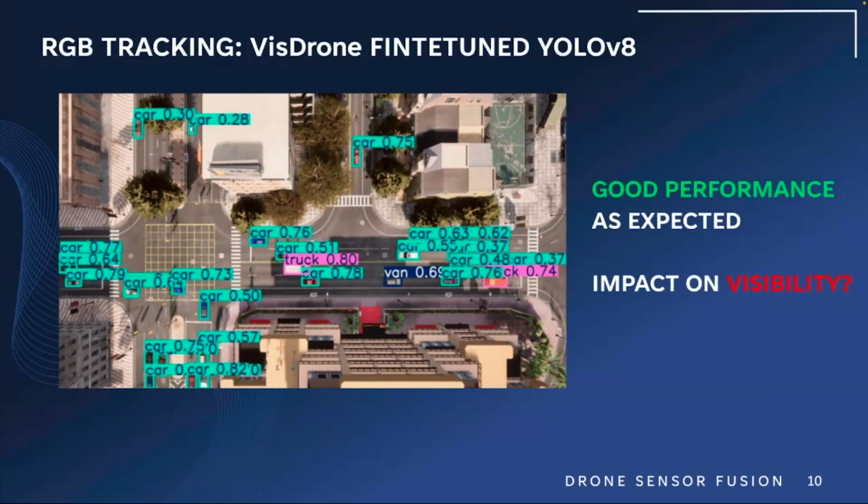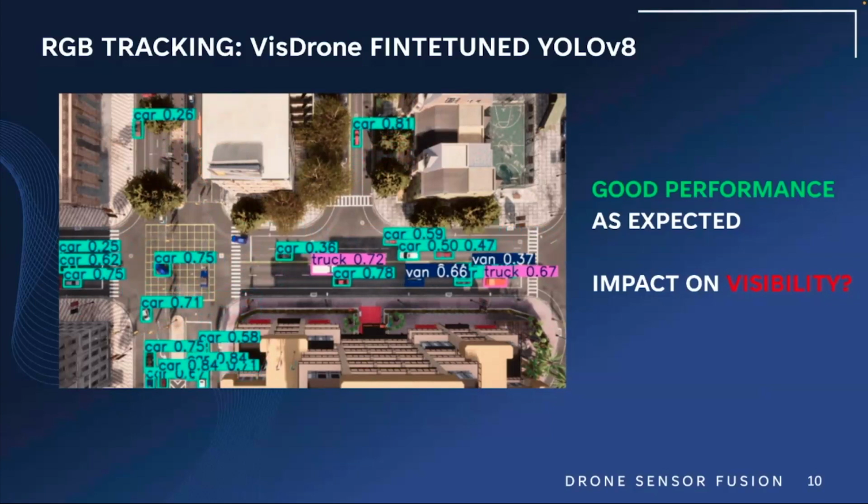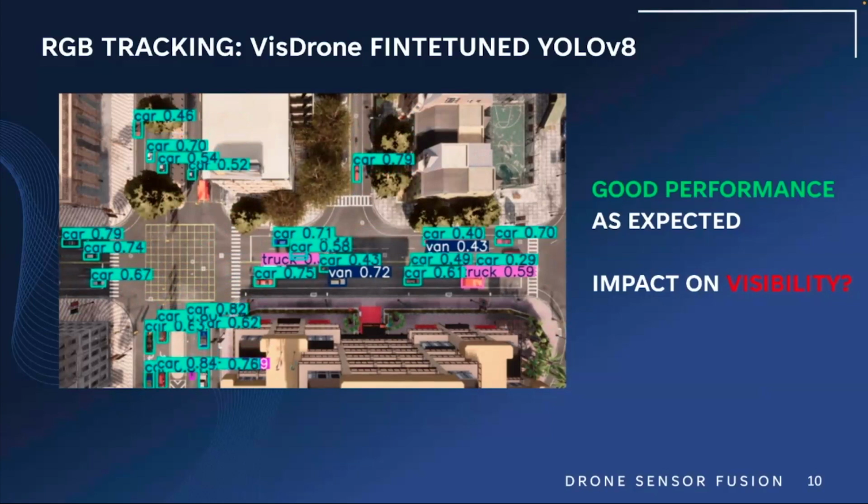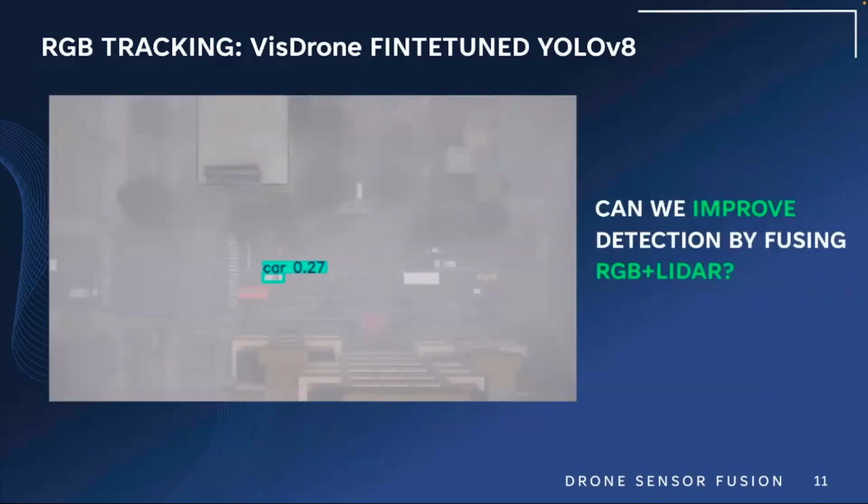It's performing well, but my goal was to enhance this, right? So I checked what impact this has on visibility. I created a simulation which is very foggy, and as you can see, it's struggling. This can be improved if it has information from LIDAR data, so not just relying on pure visuals, but looking at laser pulses that are reflected off of these vehicles.